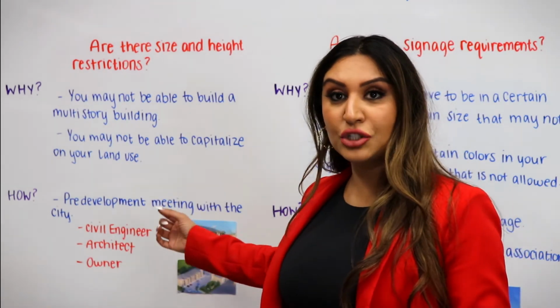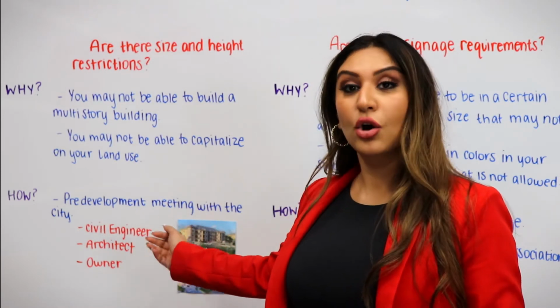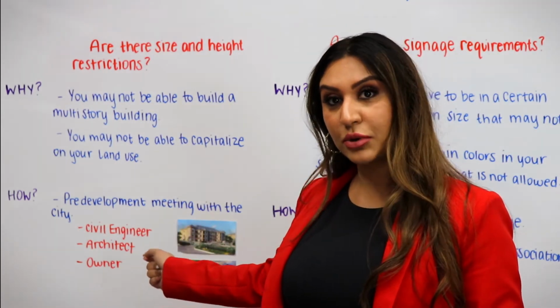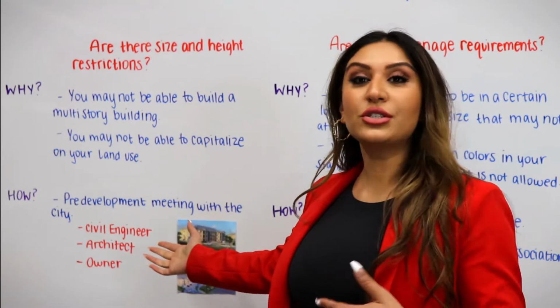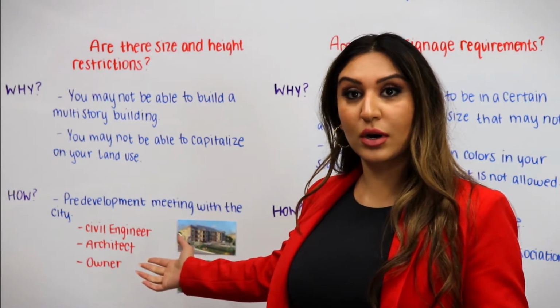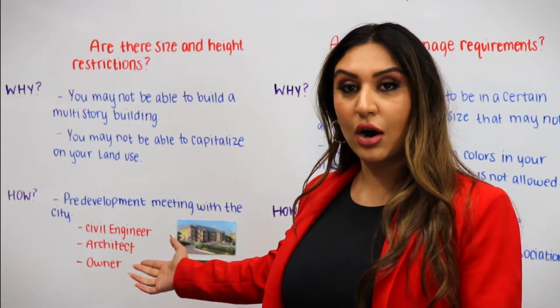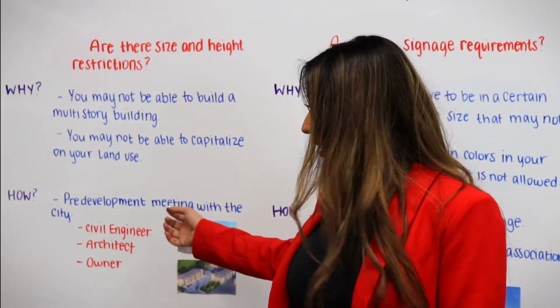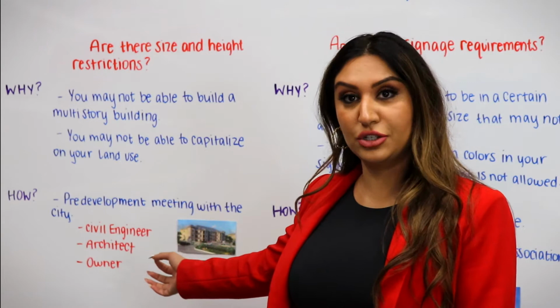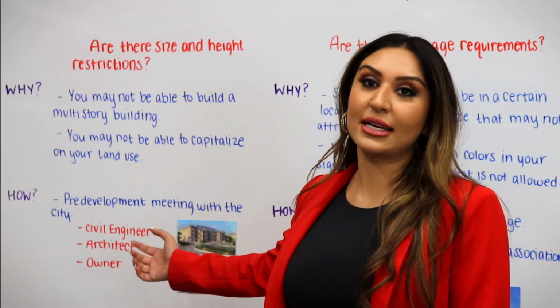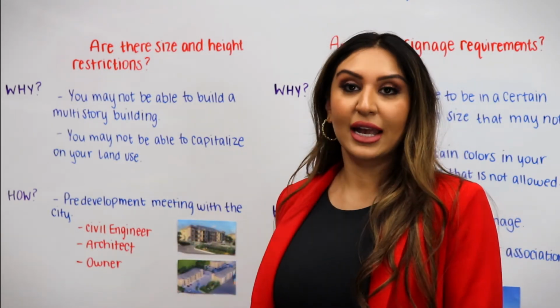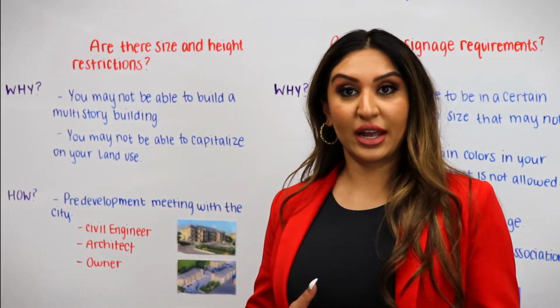Now, how you can find this information out, just like we did, is to get your schematic drawings done and do a pre-development meeting. Who is important in a pre-development meeting? Of course, your city officials will be the ones who will schedule this meeting with you. Once you are ready to have the meeting, you will need your civil engineer, your architect, and of course yourself in that meeting to go over things.